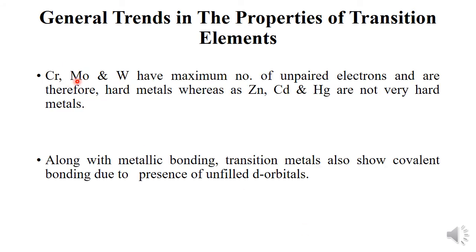So chromium, molybdenum and tungsten have the maximum number of unpaired electrons and therefore they are the harder metals. Whereas zinc, cadmium and mercury have fully filled d orbitals. So in this case there are no unpaired electrons, so they are not very hard metals, that is, they are softer in nature. And along with the metallic bonding, a few transition metals also show covalent bonding due to the presence of unfilled d orbitals.